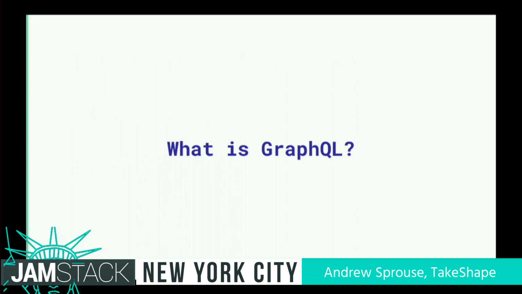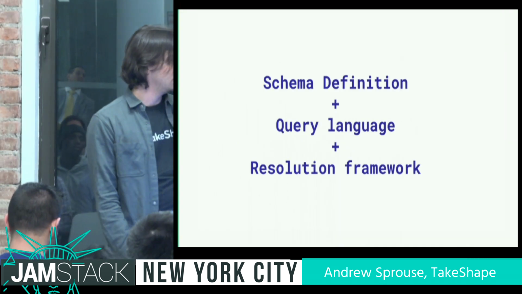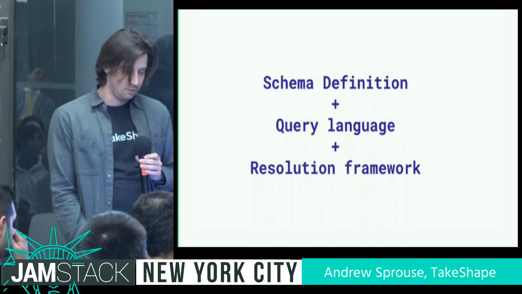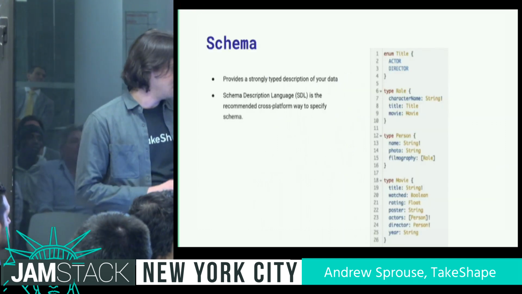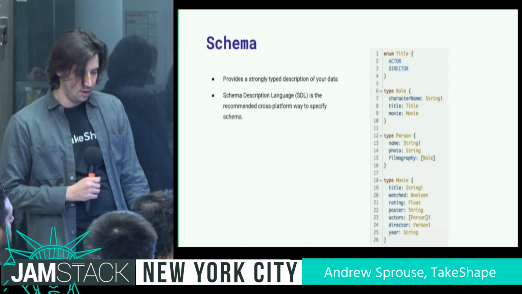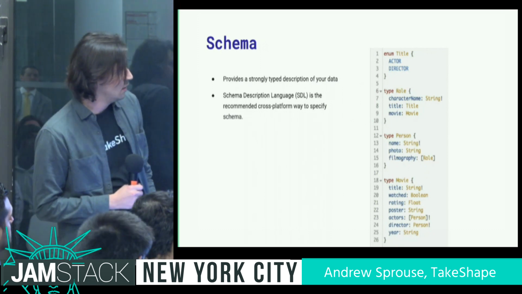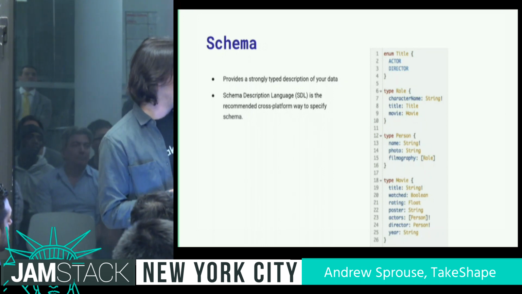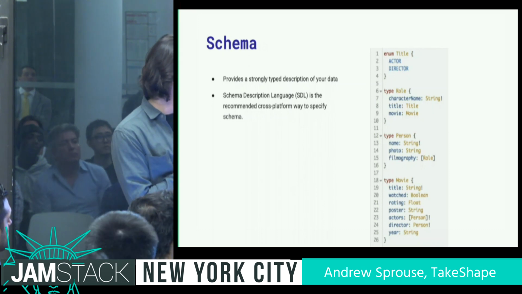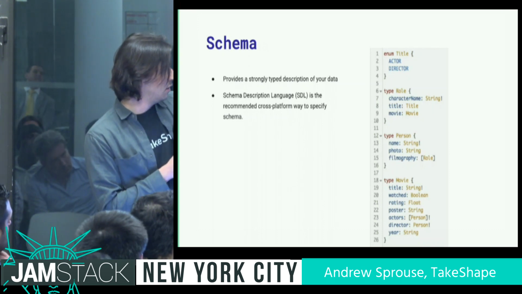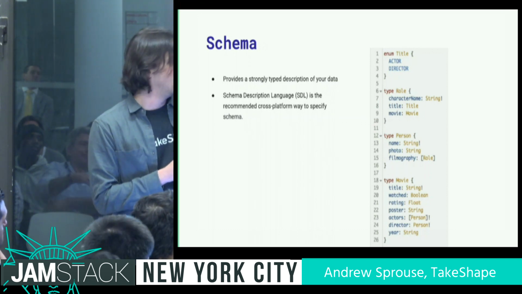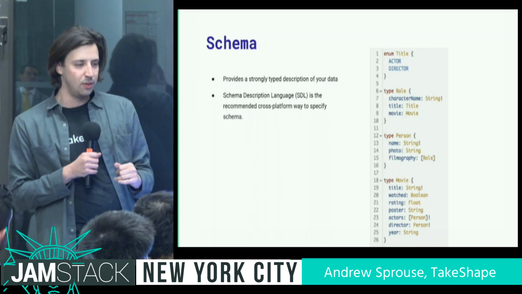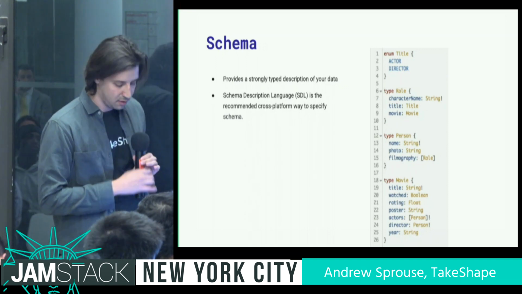So what is GraphQL? Well, GraphQL is three things. It's a schema definition, it's a query language, and it's a resolution framework. So let's start off with the schema. The schema provides a strongly typed definition of all of your data. So right here we're describing a movie and the people who are in it. Right now it's limited to actors and directors. But this language that you see right here is called the schema description language for GraphQL, or SDL, it's abbreviated a lot. And it's the way to write your schemas in a cross-platform manner.